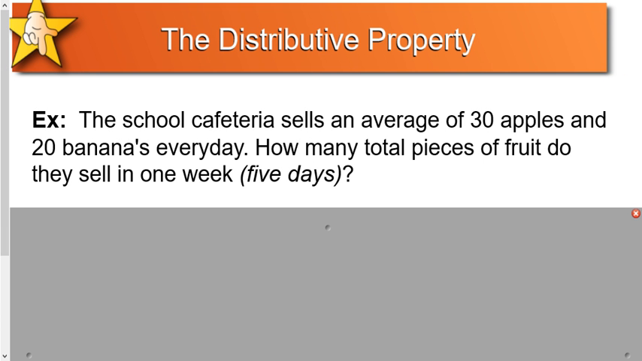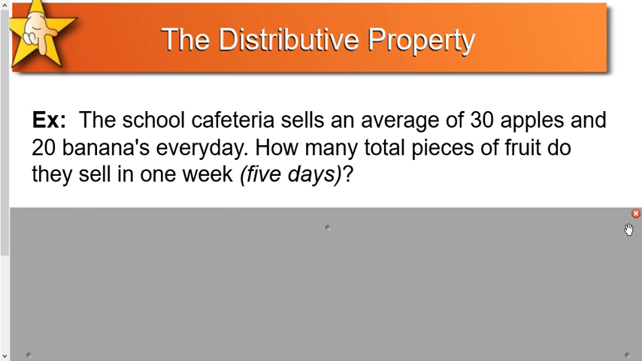Here's another example. The school cafeteria sells an average of 30 apples and 20 bananas every day. How many total pieces of fruit do they sell in 1 week? That's 5 days, because 5 school days in a week. I'd like you to pause the video right now, and I'd like you to try and figure it out. Write down your method, and then let's try and compare how you approach this problem.